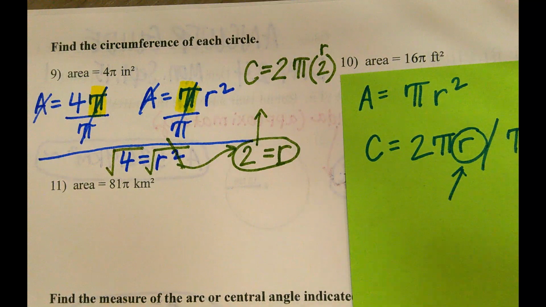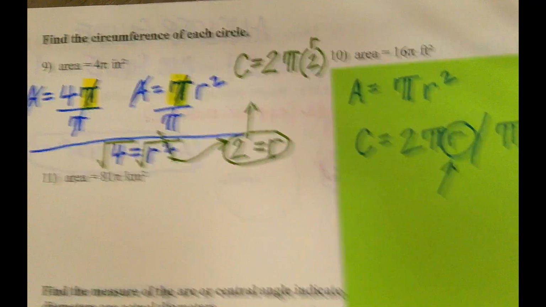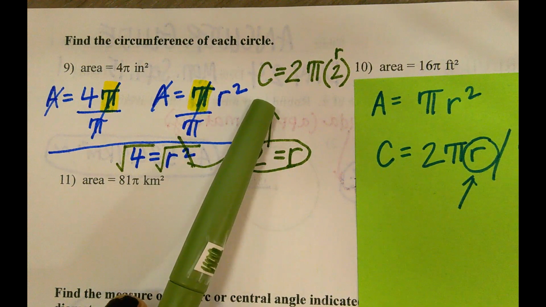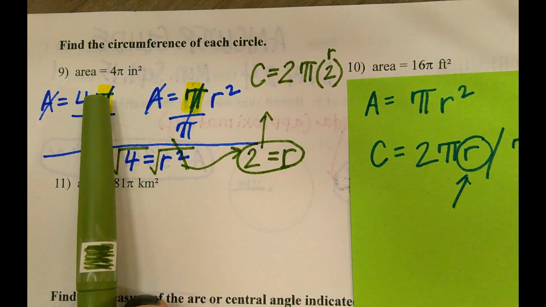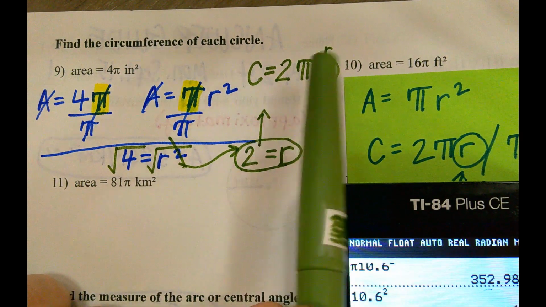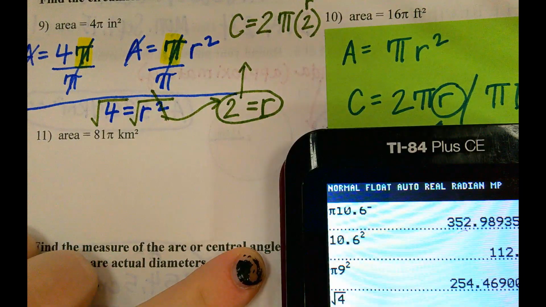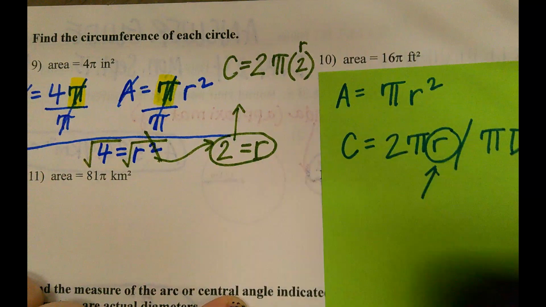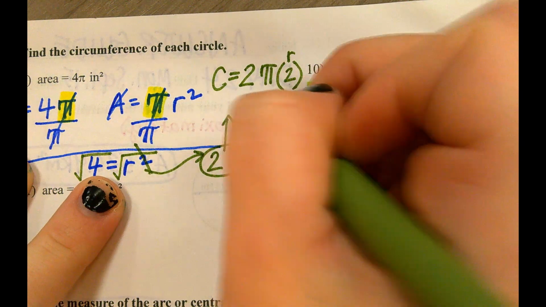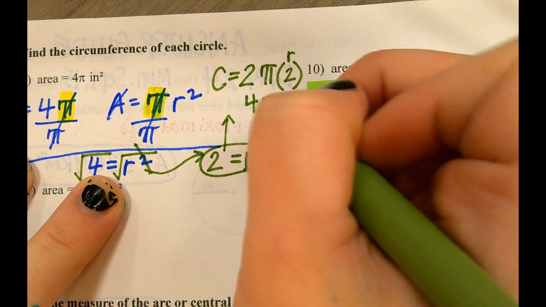And this is a unique problem, because what we're going to end up with is a circumference that is the same as our area. I find that kind of interesting. 2 times pi times 2. If I want to give an exact answer, I'm just going to do 2 times 2 is 4 pi.